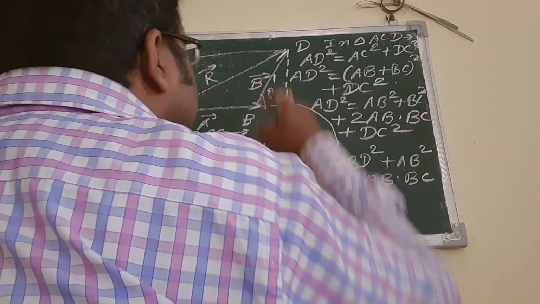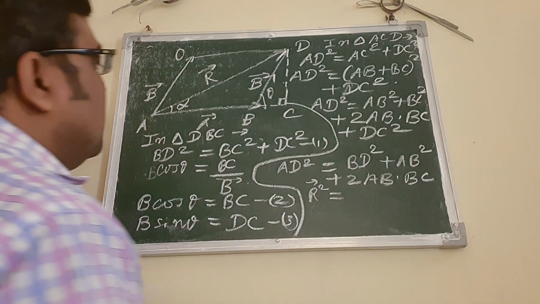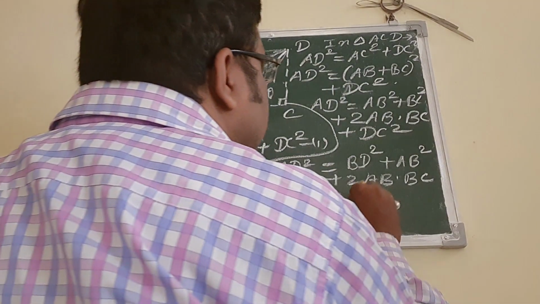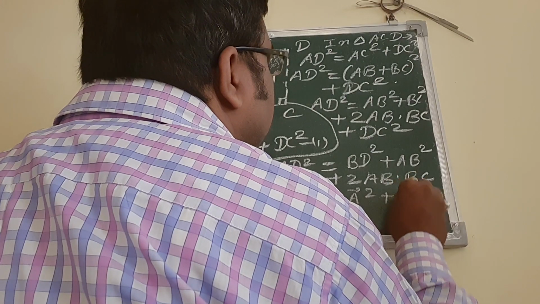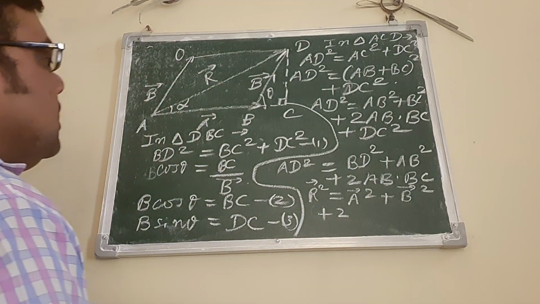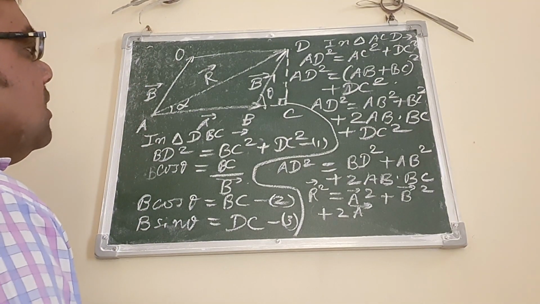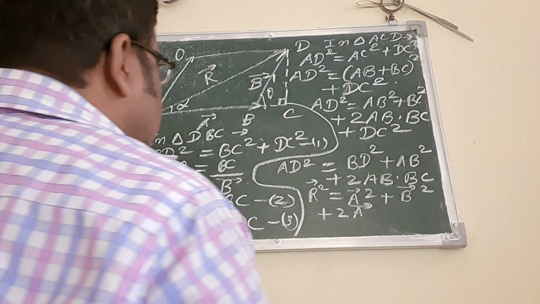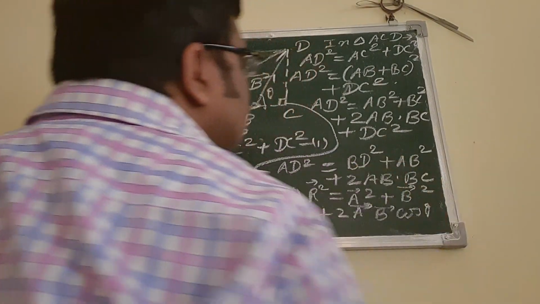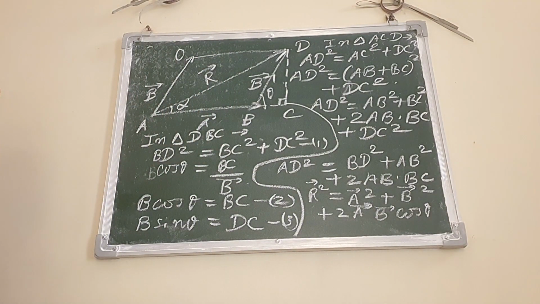Now we can write it in terms of vectors, so it becomes R vector, BD and AB. AB is vector A square, plus vector B square, plus 2 times vector A and BC. So BC is B vector and cos of theta. So this is the expression.